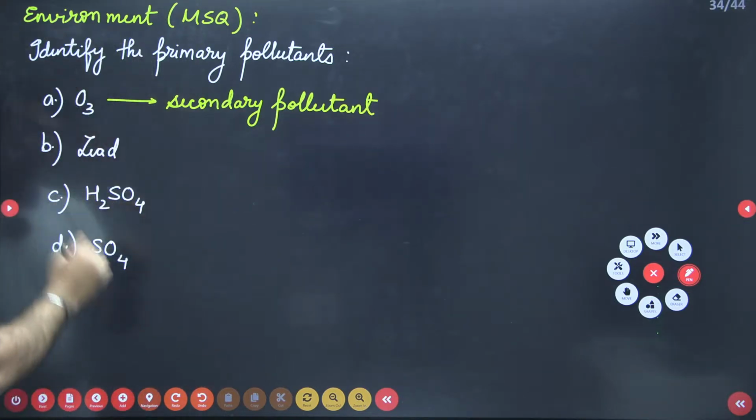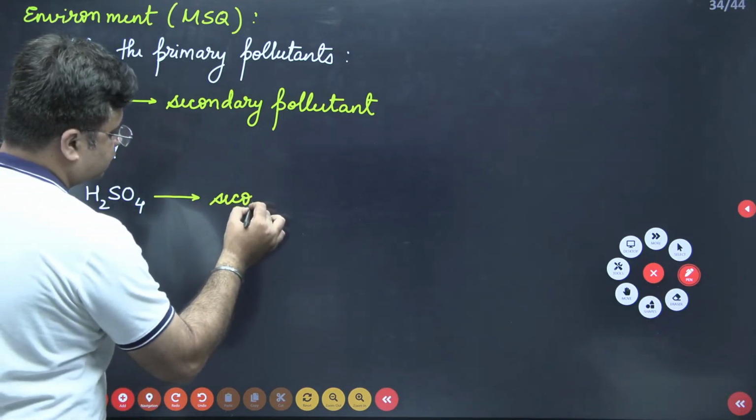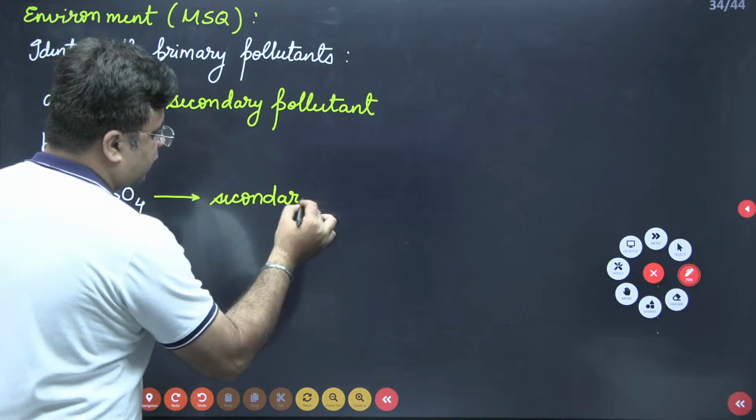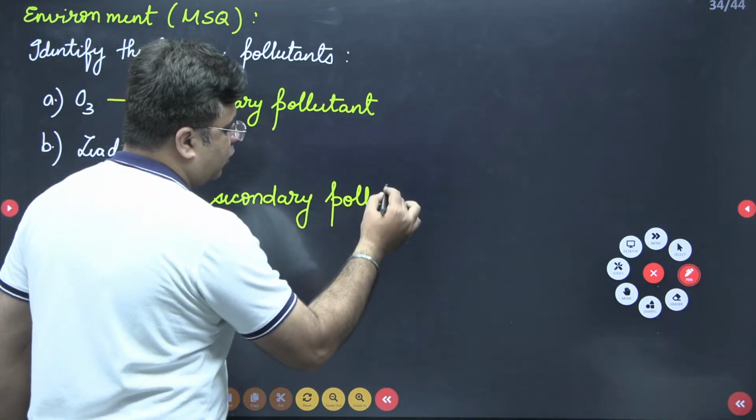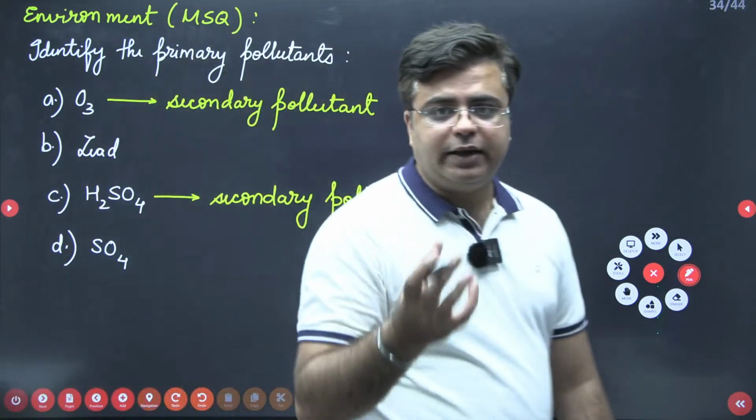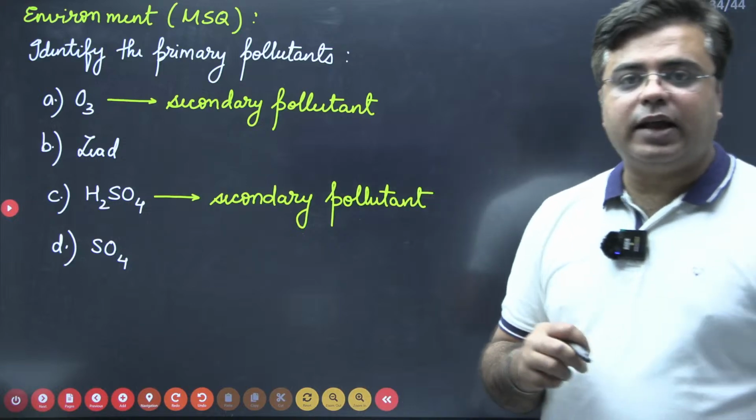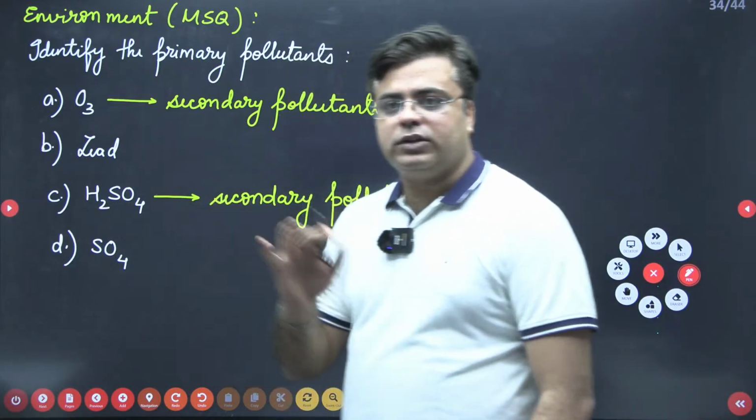Then H2SO4 is also a secondary pollutant. H2SO4 is the main reason of acid rain. When the oxides of sulfur react with the water vapor present in the environment in the presence of sunlight, they lead to the formation of this H2SO4 which causes the acid rain.